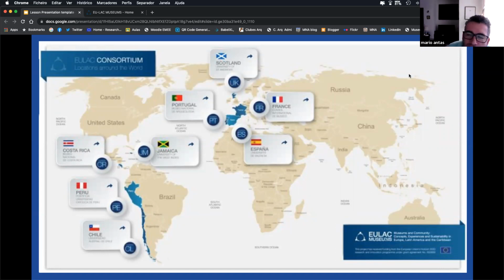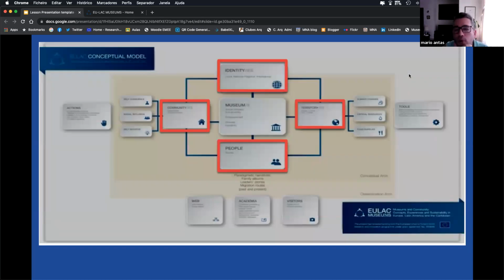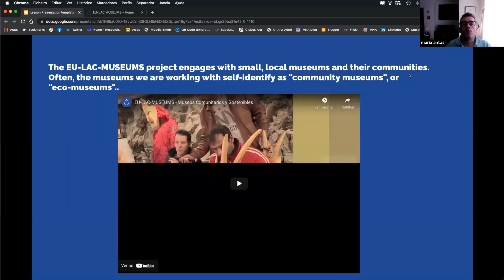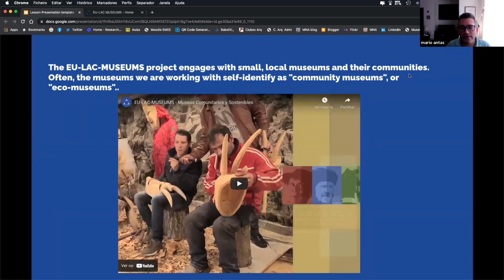this team of researchers and museum professionals developed a work focused on small communities and small museums. And the conceptual model puts in the middle the museum and the questions related with identity, territory, people, and community. But more important in this project was the fact that the project was a huge example about how to use technologies to reach the public and how to use open data and how to create content in open data and to share with a huge community.